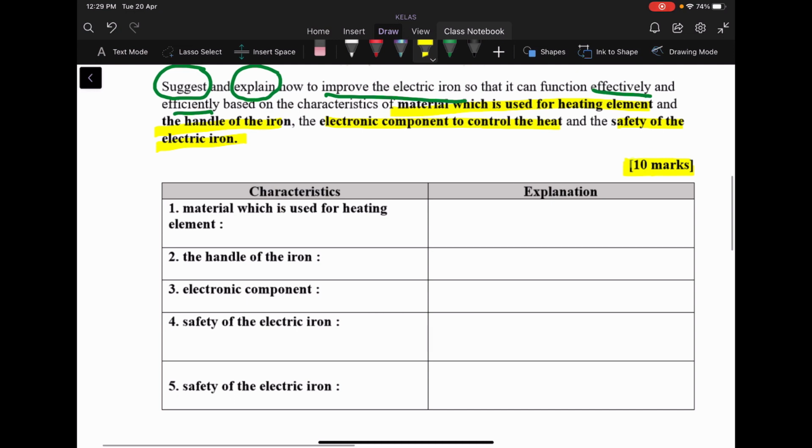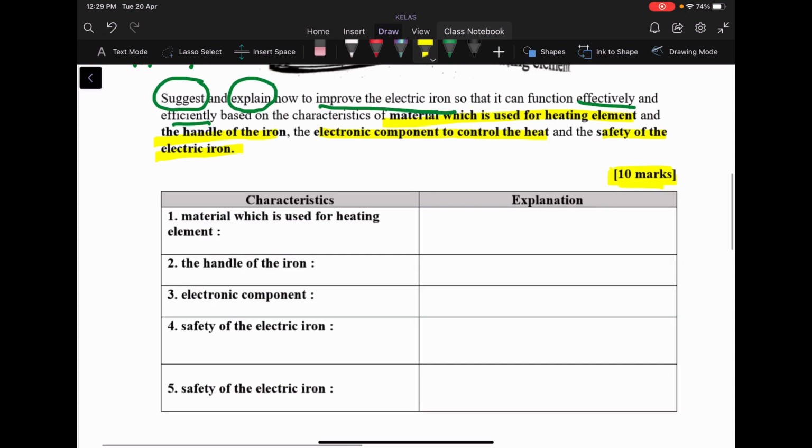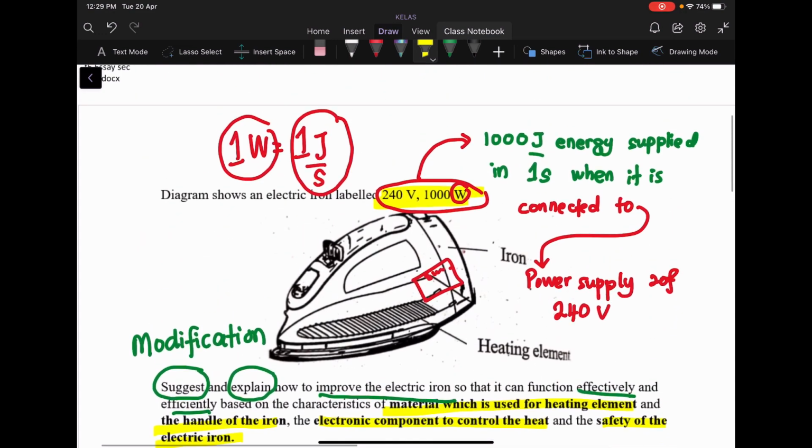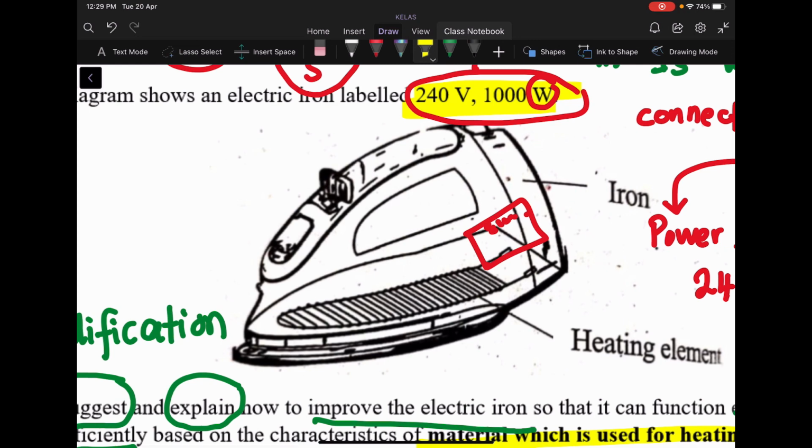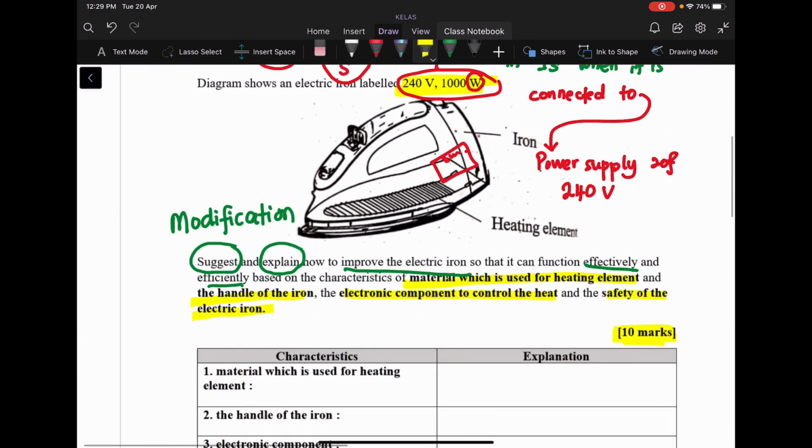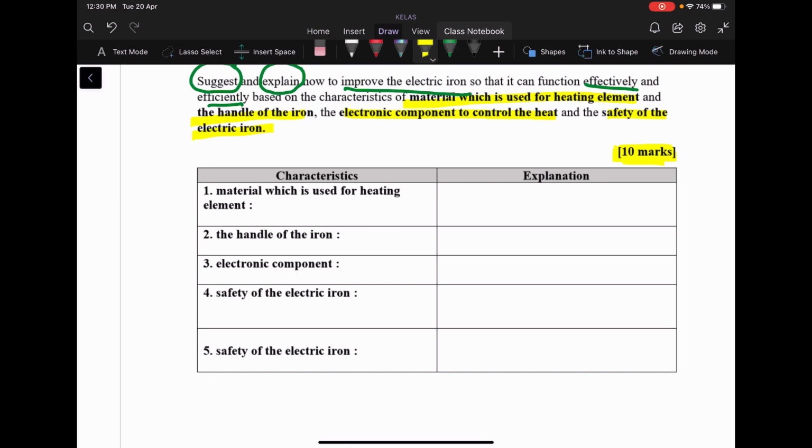So how, guys? Now we have 10 marks. So how many points must you have? Minimum 10 points. Can you write more than 10? Yes. 10 points means minimum 5 suggestions and 5 explanations. Right, material which is used for heating element. So where is the heating element? It is inside the iron. Can you see the heating element? No. Alright, discuss with your friends for 1 minute only.